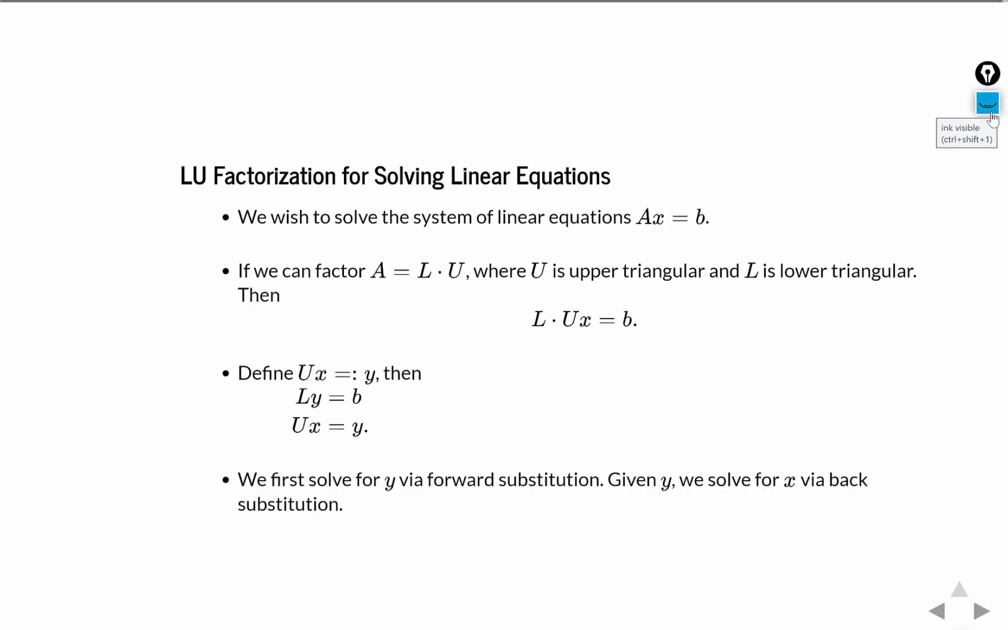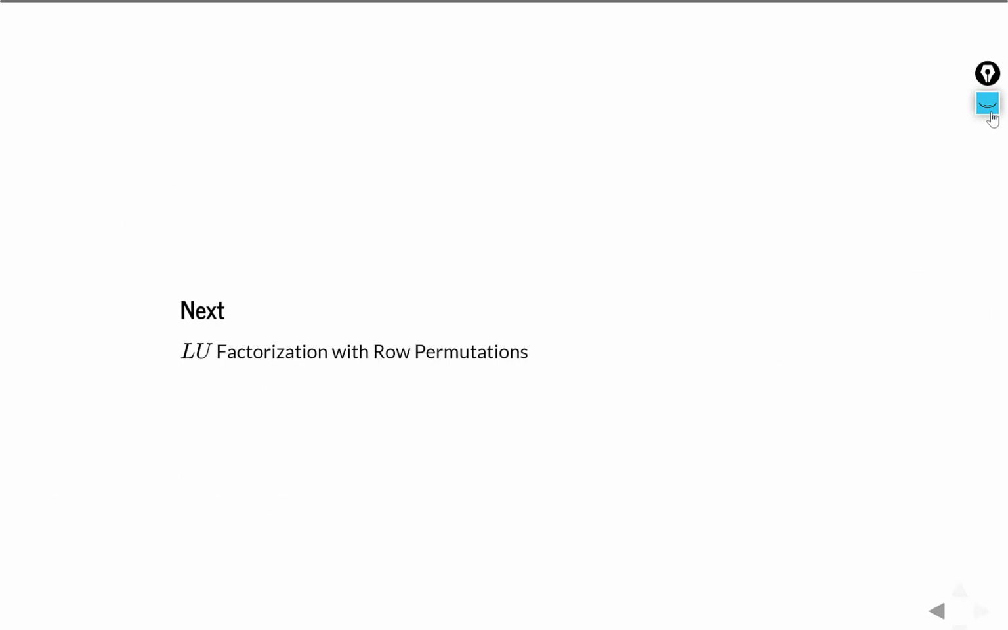We first solve for y via forward substitution because L is lower triangular. Given y, we solve for x via back substitution because U is upper triangular. Next time, we're going to see LU factorization with row permutations.